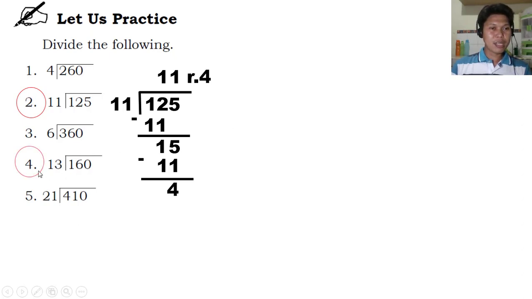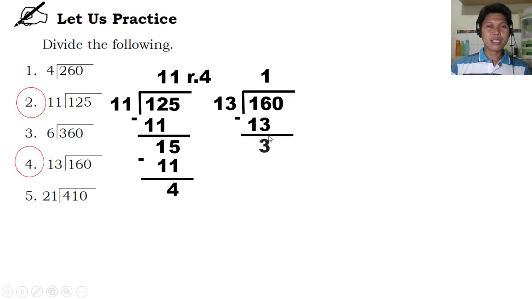Next, subukan natin ang number 4. 160 divided by 13. Okay, 16 divided by 13 is 1. 1 times 13 is 13. Tapos 16 minus 13 is equal to 3. Bring this down, yung 0 na yan. Kahit 0 yan, i-bring down yan, kailangan. So 30 divided by 13 is 2. Kasi 13 times 2 is 26. So may remainder na 4 pa rin.